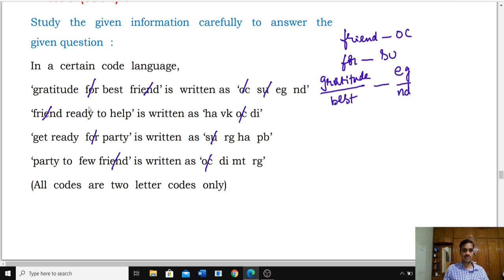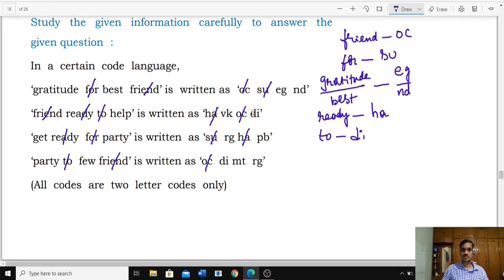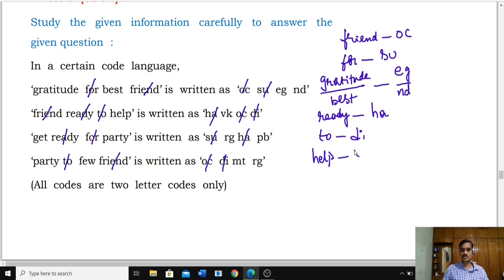Ready to help. What is the only word that is common? Ready is the only word that is common, and the code that is common between these two is HA. The code given to the word ready is HA. Then to and help. Between these two, the word that is common is to, and the code that is common is DI. The code given to the word to is DI. Then here, help is the word left over, and the code that is left over is VK. The code given to the word help is VK.